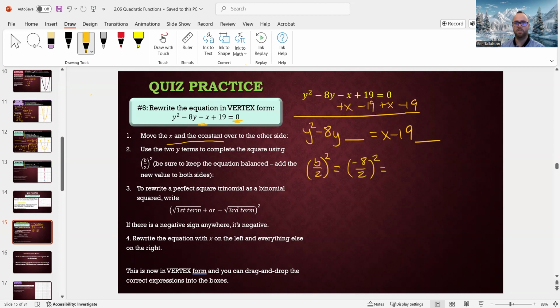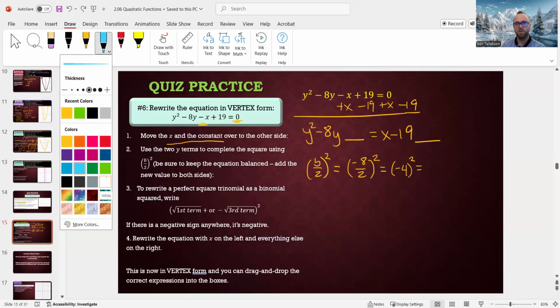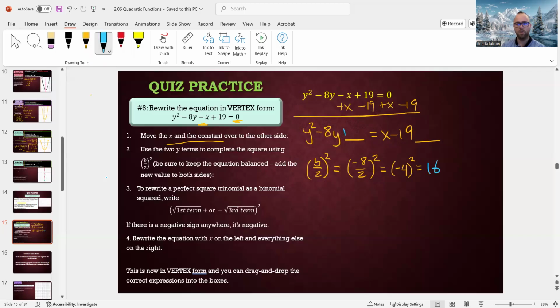And what do we get? Simplify what's inside the parentheses. -4 squared. We get 16. And I'm going to use a different color because this is an important part of what we're doing. So if you get 16, you're adding 16 to both sides of the equation. And now look what you've done. You've completed the square on the left.